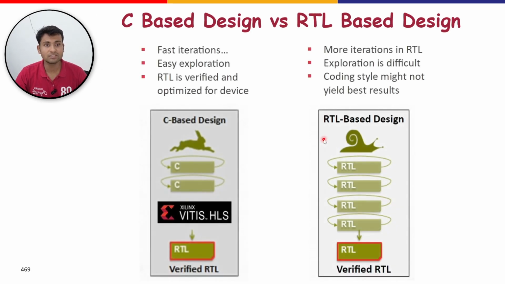Now let us compare the traditional RTL-based design with the C-based designs generated using the HLS tool. The RTL-based design takes a longer time to market as it performs more iterations compared to the C-based design, which takes shorter time to market as it performs faster iterations. Also, the exploration of design is comparatively difficult in RTL-based design. The coding style in RTL might not yield the best results. In the C-based design, you get the optimized and verified RTL for the device.